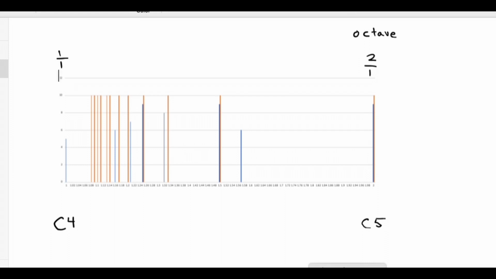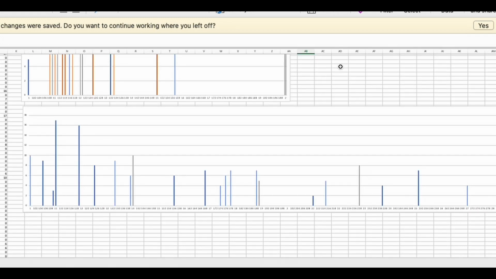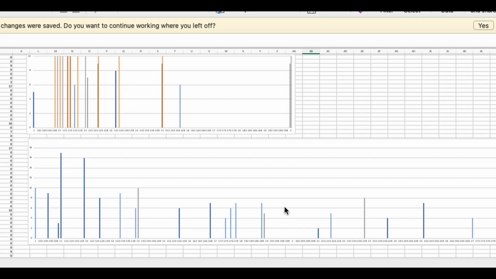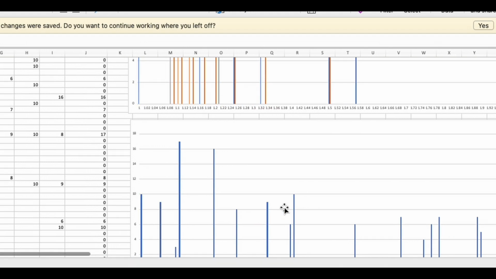If we go back to the Excel file, this was you guys' choices. And interestingly, there wasn't anybody who picked the 2-to-1 ratio there. I was a little surprised by that. But there are places where your guys' choices and mine lined up. For example, we all liked the ratio of 1.25 approximately. Okay, so that would be a major third in Western music. A lot of people like that.